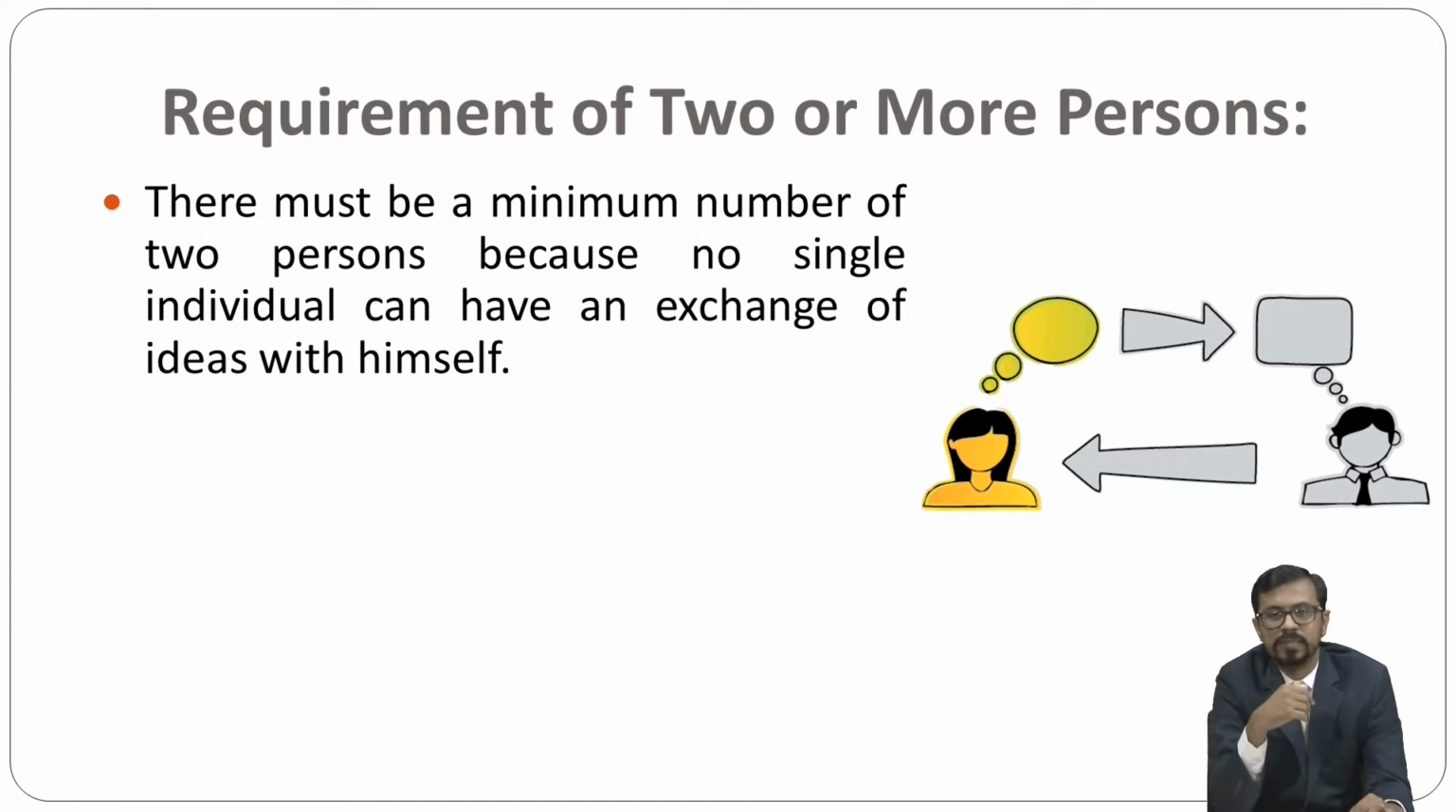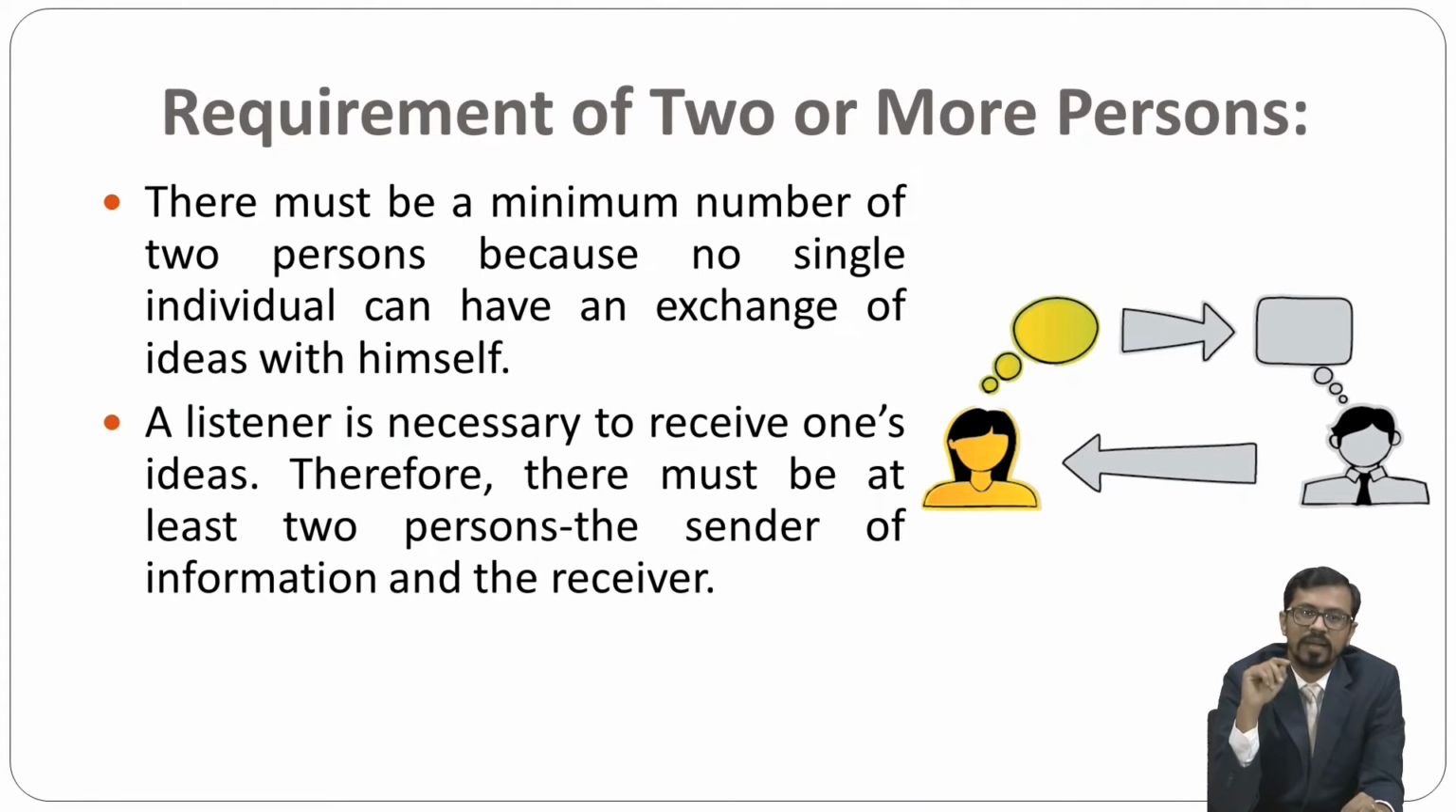For example, here there's a picture in which there are 2 people mentioned, a girl and a boy. They have certain thoughts, certain ideas in their minds, and they tend to exchange it. So what is an exchange? Exchange is always a give and take, and that is why for every exchange there has to be a minimum of 2 persons. A listener is necessary to receive one's ideas. Therefore, there must be at least 2 persons, the sender of the information and the receiver.